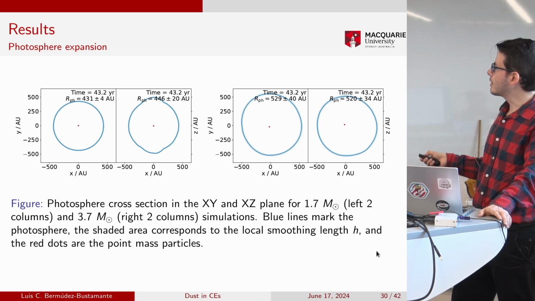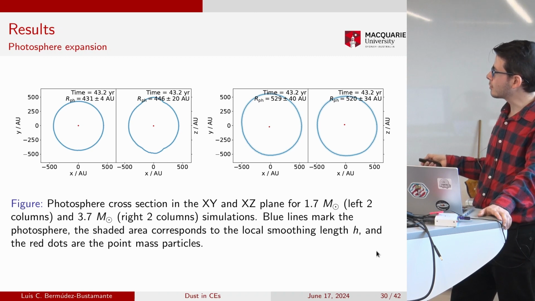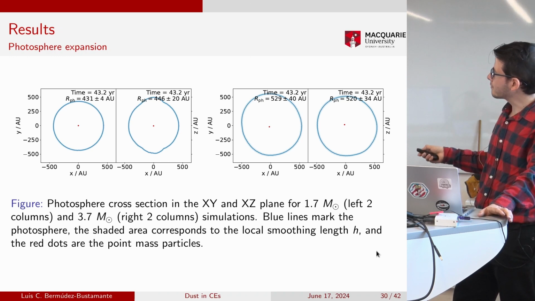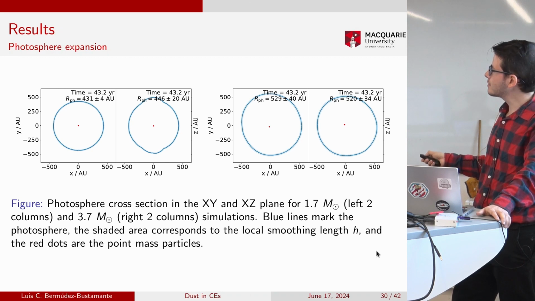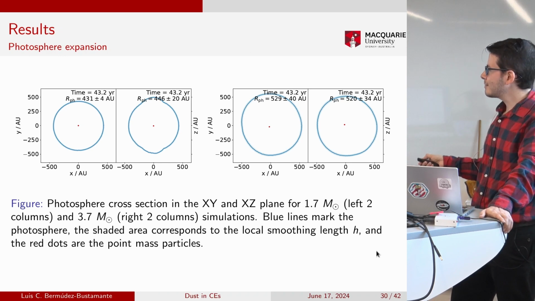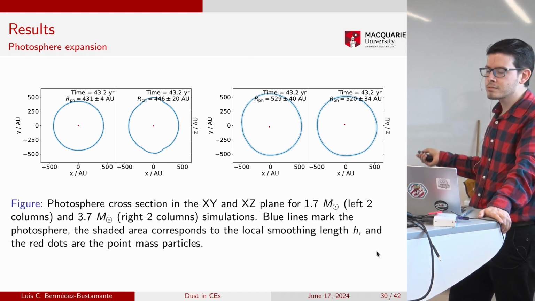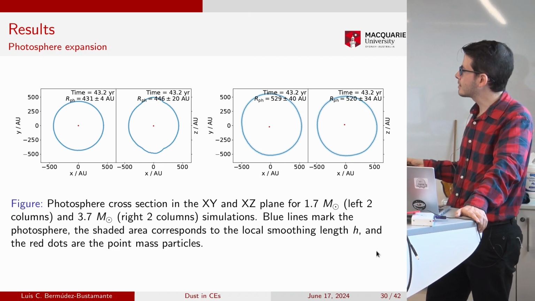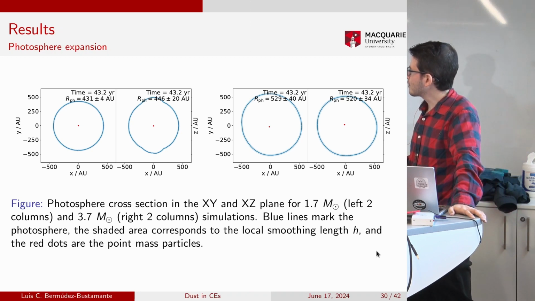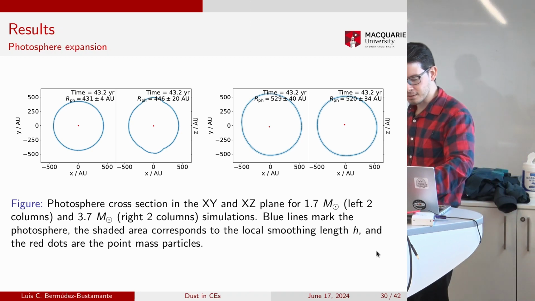And this is a plot of the photosphere for the two models in the orbital plane and the perpendicular plane for the 1.7 and 3.7 solar mass models. You can see that after 40 years, well, close to 43 years, the photosphere of the common envelope is more rounded. So for these two cases, the companion star is not affecting the distribution in the dust formation.